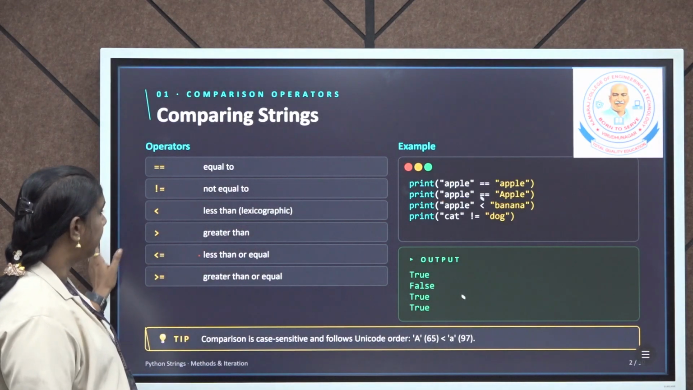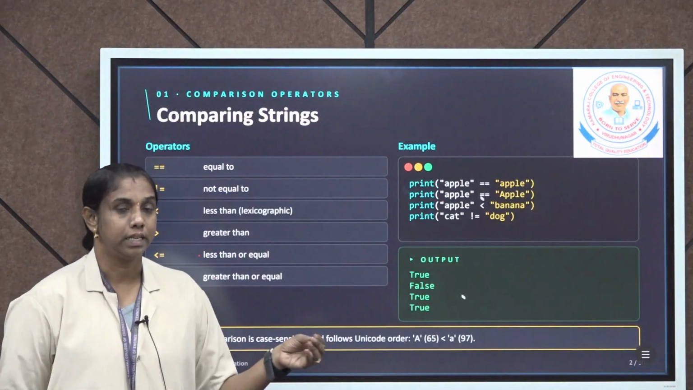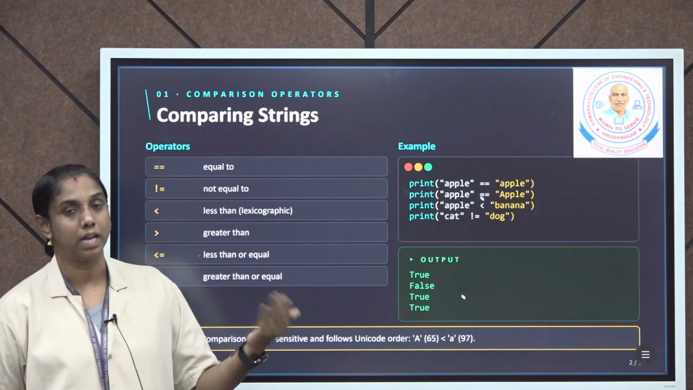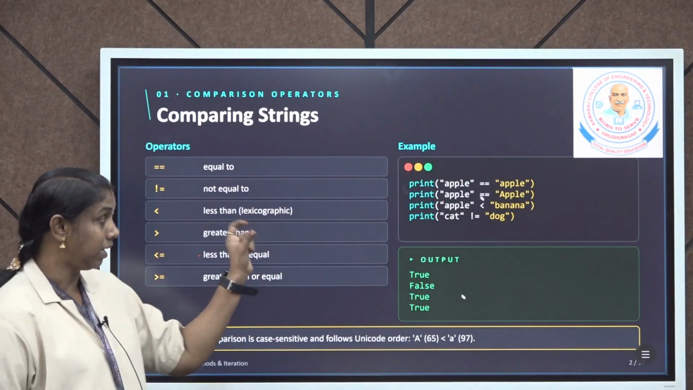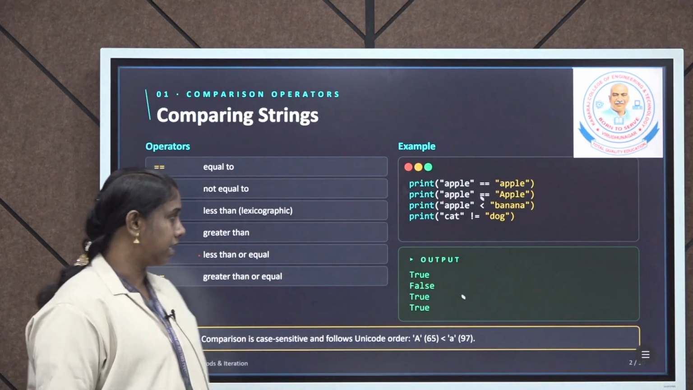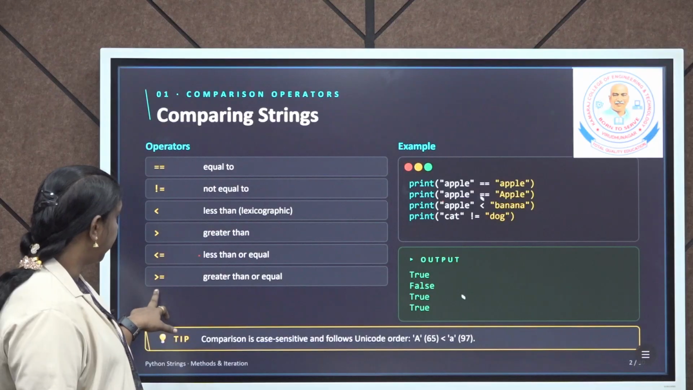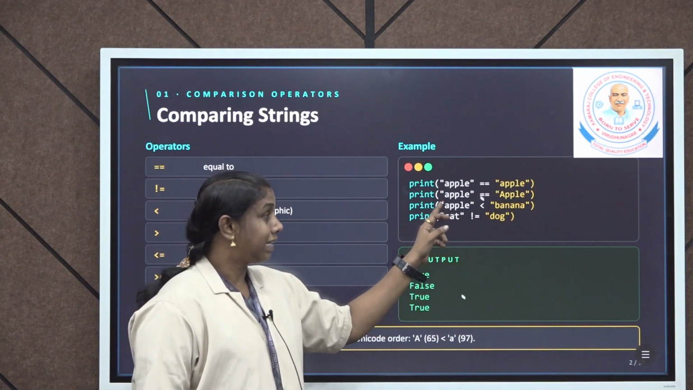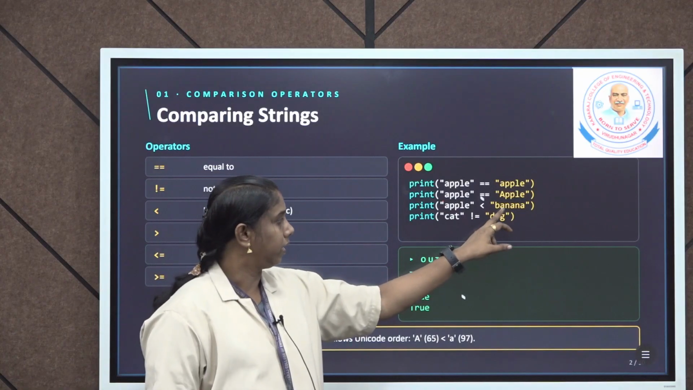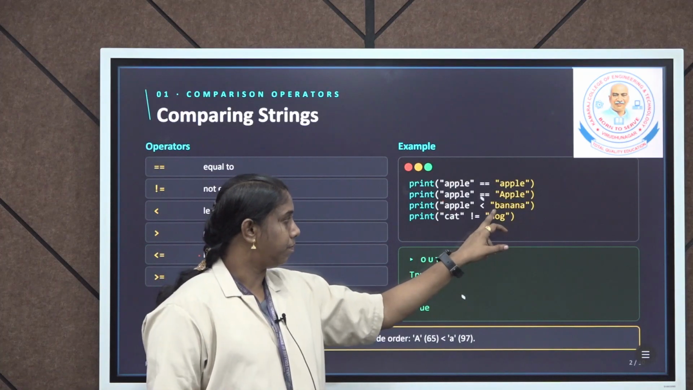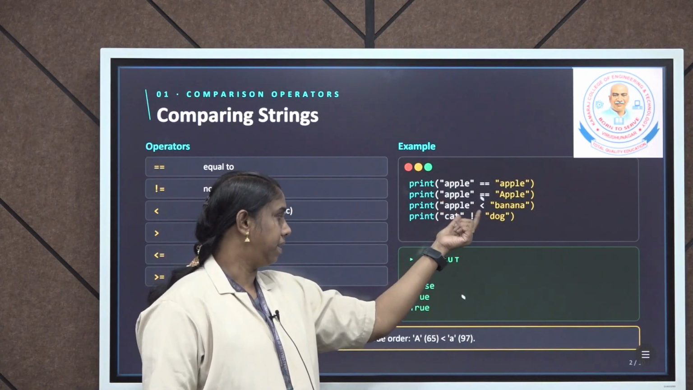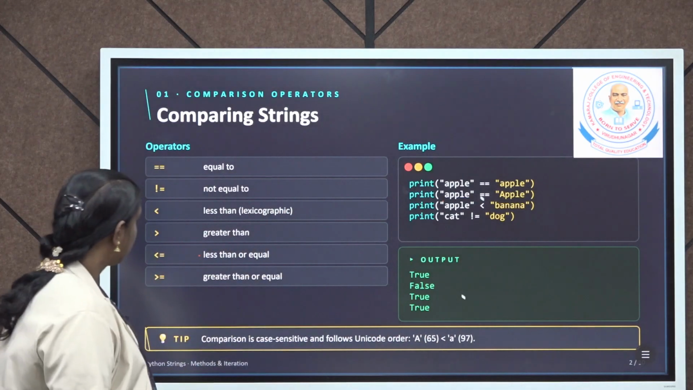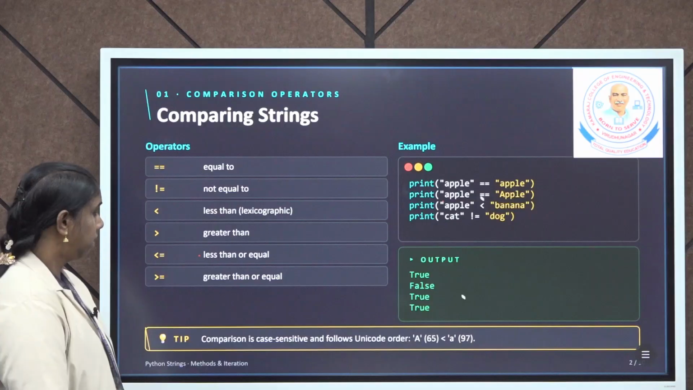Next one is less than and greater than. By using the ASCII character, it checks whether it is less than, which gives true, or greater than, which gives false, using the correct operator symbols. Then less than or equal to and greater than or equal to. Here is apple and here is banana. It calculates the ASCII value of A and the ASCII value of B. The ASCII value of B is higher, so it gives true. So these are all comparison operators.